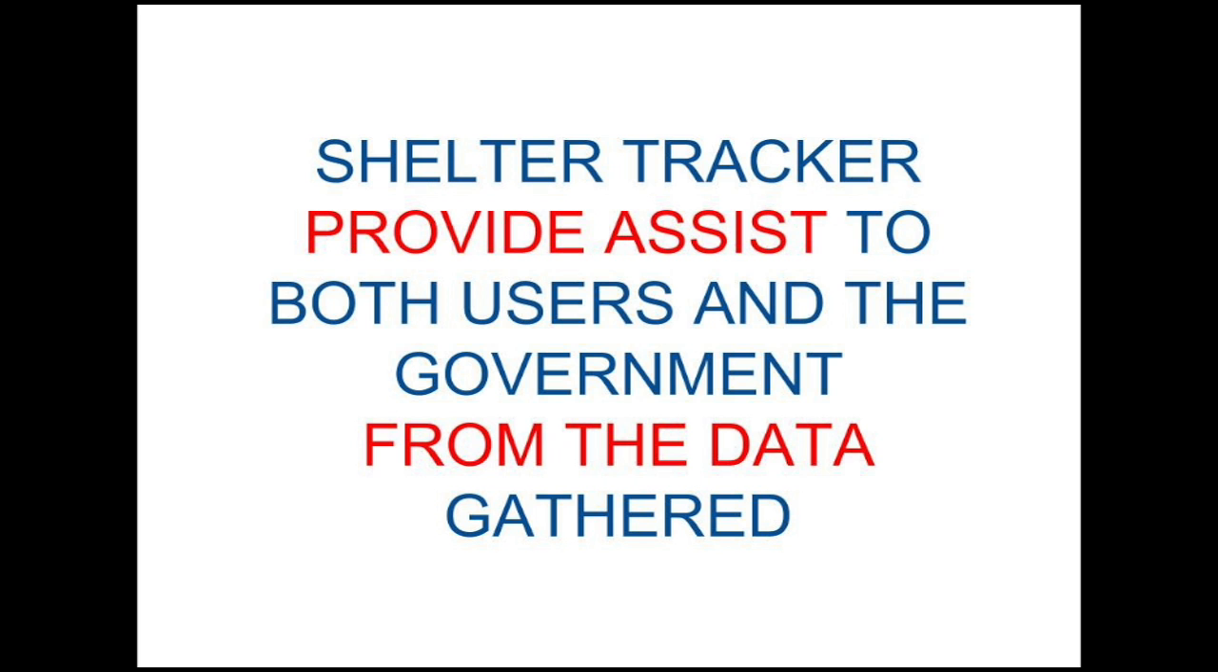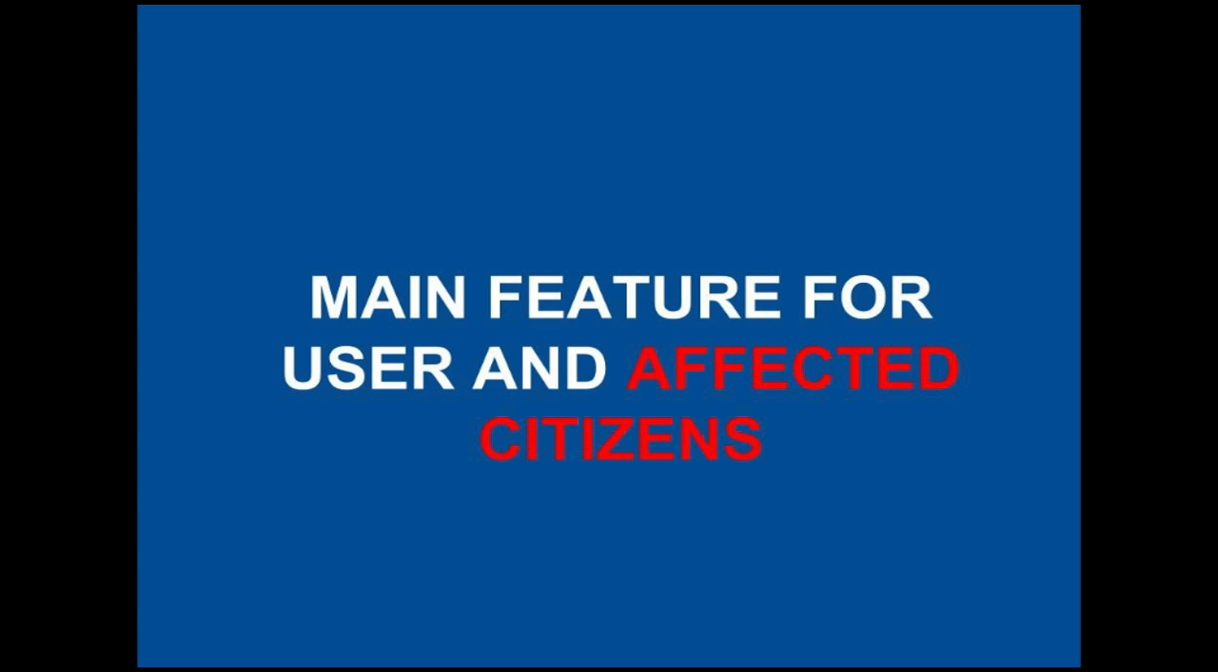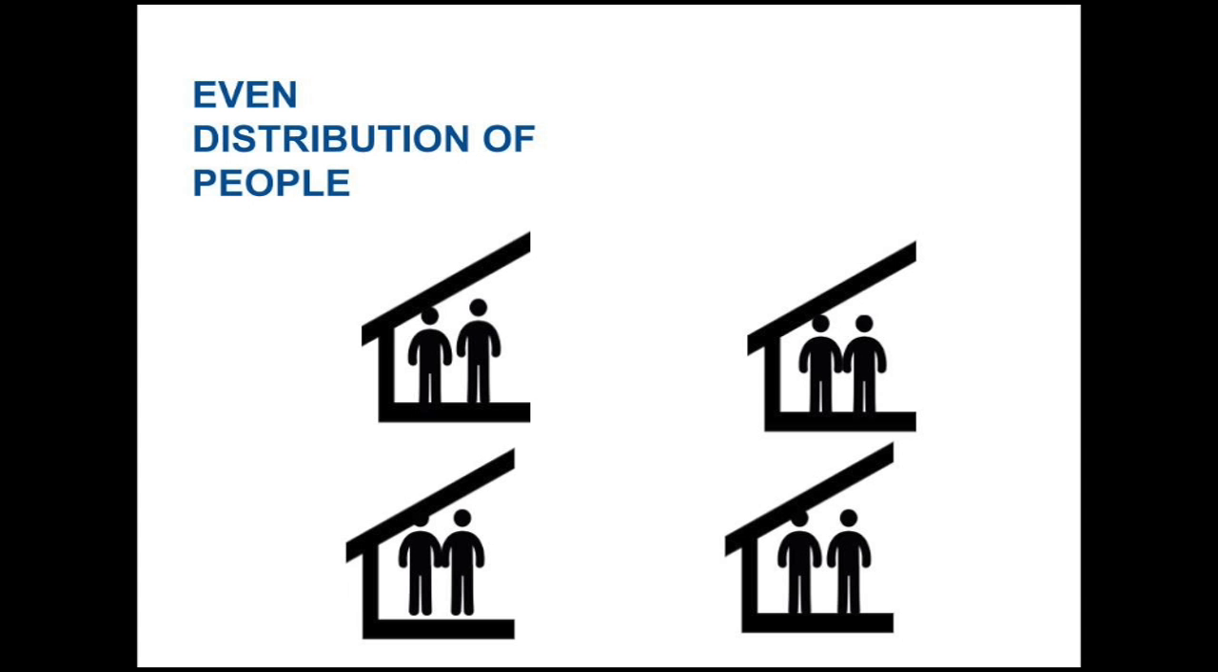Shleter Tracker provides assistance to both users and the government from the data gathered. For example, Shleter Tracker's main feature for users and affected citizens includes the even distribution of people. If people know the capacity of a certain shelter, they may determine that, oh, that shelter has too many people, I think we should go to a different shelter. So this is how people are evenly distributed through Shleter Tracker.